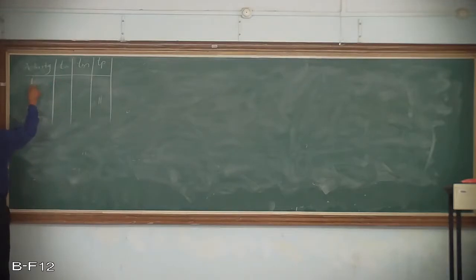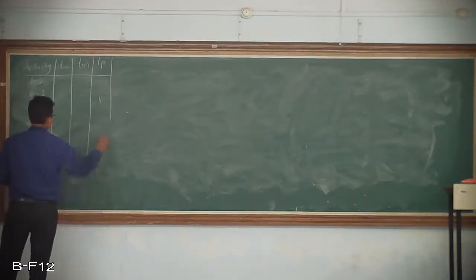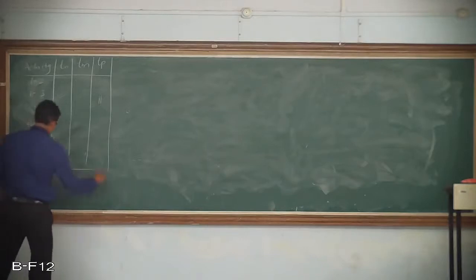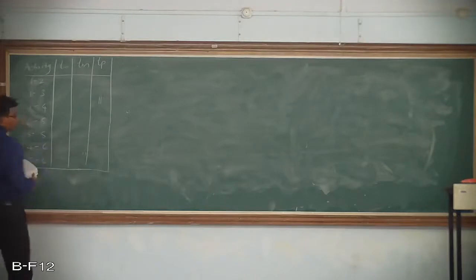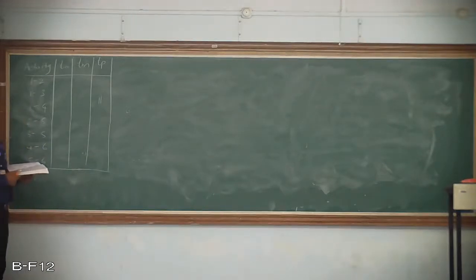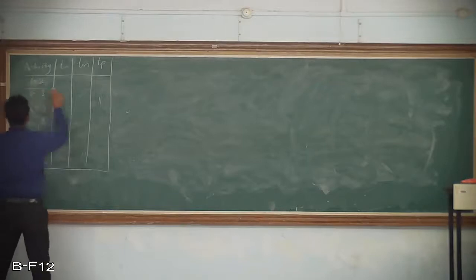So 1 to 2, then 1 to 3, 1 to 4, 2 to 5, 3 to 5, 4 to 6, and 5 to 6. So these are the activities of the network that have been mentioned, along with the optimistic time, the most likely time, and the pessimistic time. Again, I'll note down those times.